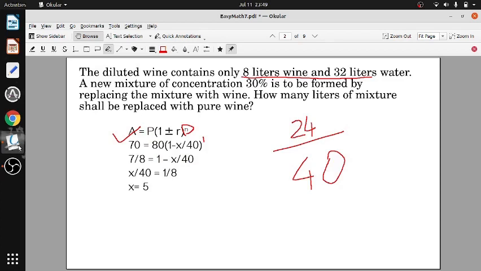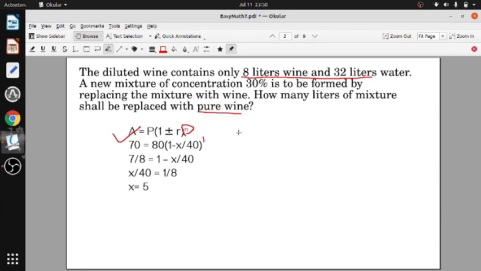First question. The diluted wine contains only 8 liters wine and 32 liters water. A new mixture of concentration 30% is to be formed by replacing the mixture with wine. How many liters of mixture shall be replaced with pure wine? Pure wine. So we are going to use the so-called compound interest formula.